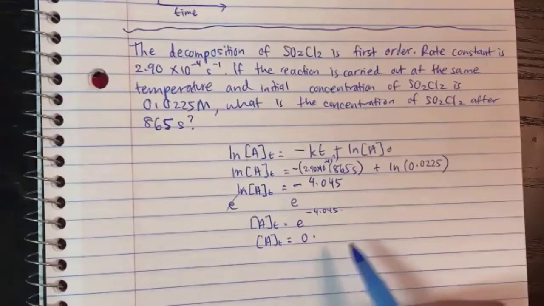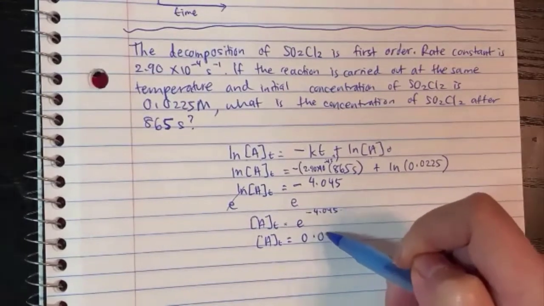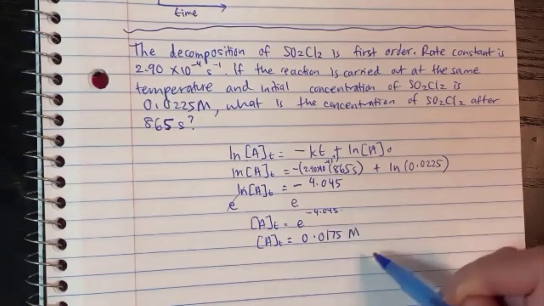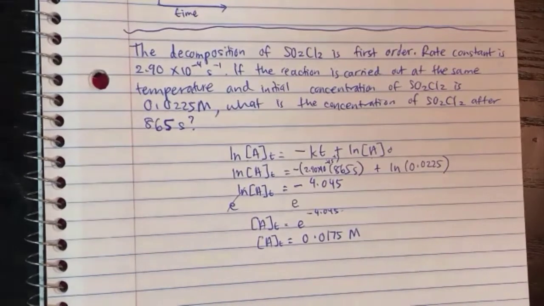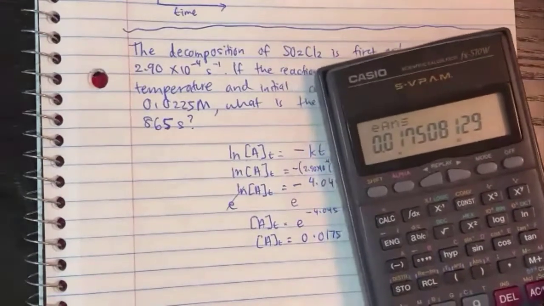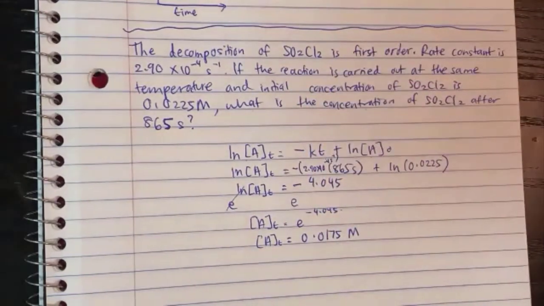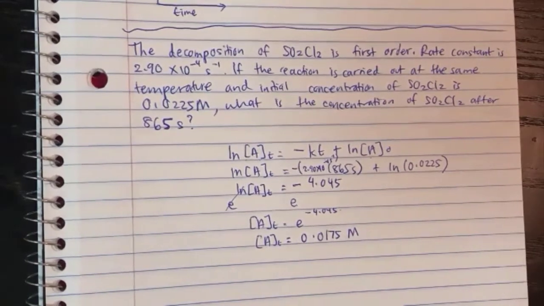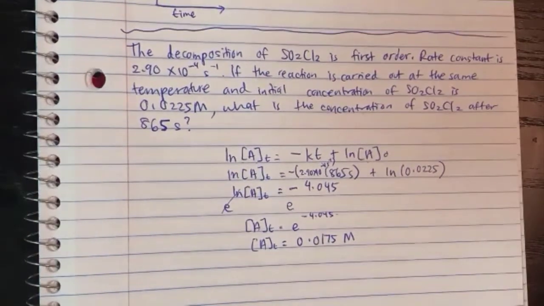So 0.0175. Hopefully you got that. Now this will be in molarity. I just took e to the power of my answer. But everyone's calculator is different, so you want to make sure you are using the calculator that is allowed for your test, and you practice using it so you know how to use it at test time. Let me know. Hopefully you are okay with this. We all know how to use our calculators.